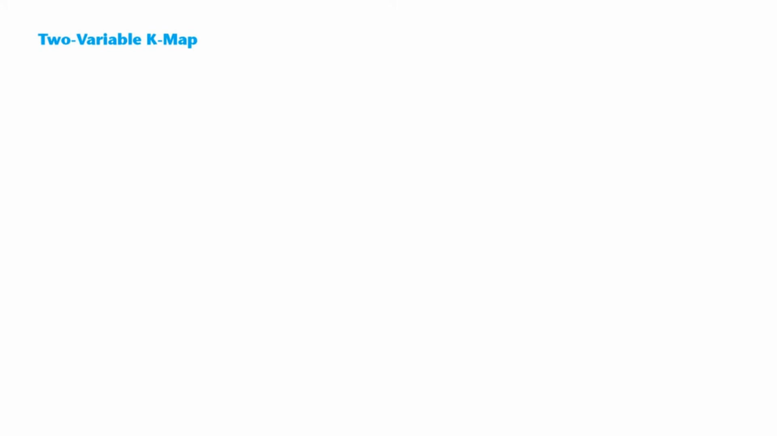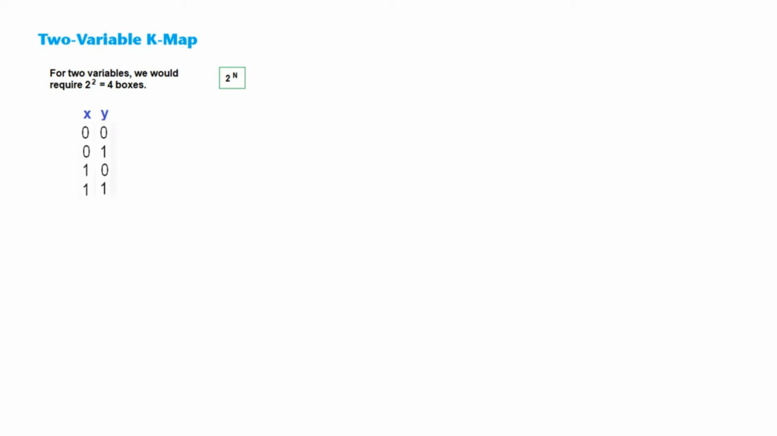So let's start with the two variable K-map. Now for two variables we would require 2 raised to the power 2, 4 boxes. Actually the general formula is this. If we have 3 variables, then it will be 2 raised to the power 3, that is 8 boxes. If you have 4 variables, then 2 raised to the power 4, 16 boxes. So here, since there are 2 variables, we'll require 4 boxes.